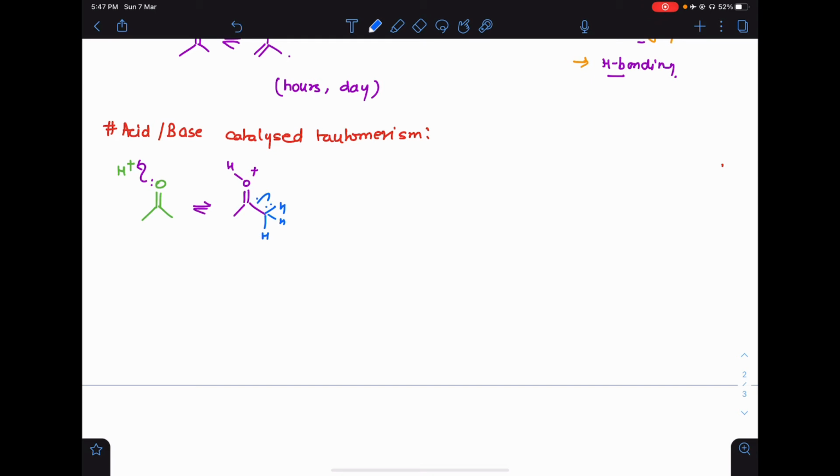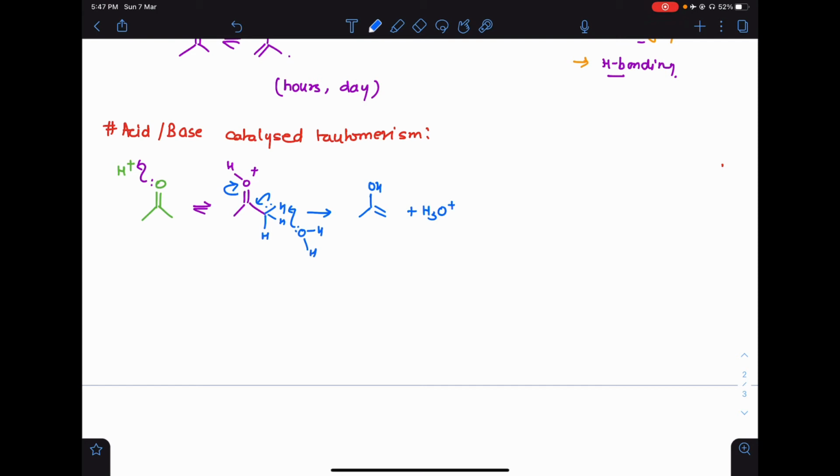These two electrons will shift here. These two electrons will go there. Who will assist the removal of hydrogen here? Water that is present as solvent. So what will happen in the end? C=OH double bond and hydronium ion.